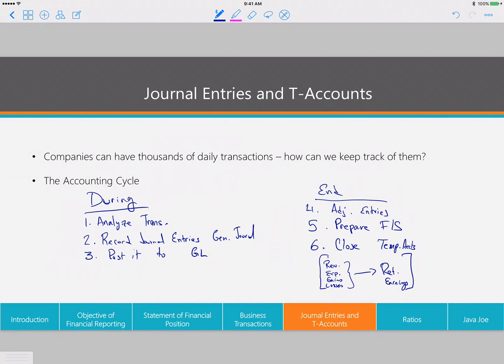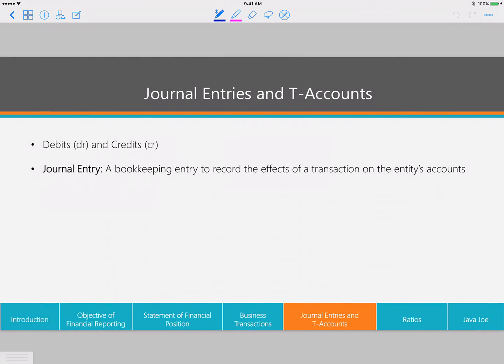So the whole point of journal entries and T accounts is it really makes recording all the financial information of the company a lot more simple. So let's learn how to do this together. I'm sure at this point you've already heard all about debits and credits. Don't worry, very simple. Debit literally just means left. It is the left side that is being affected. And credit means the right side is being affected.